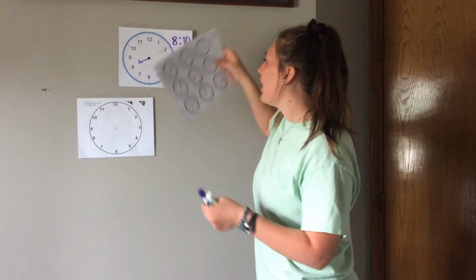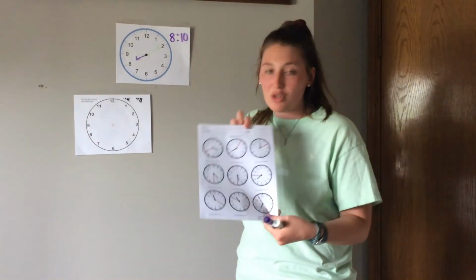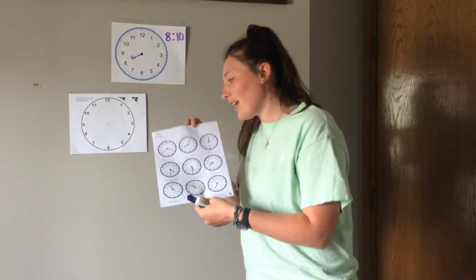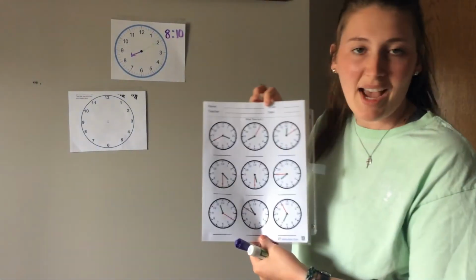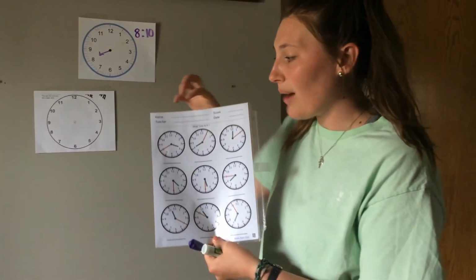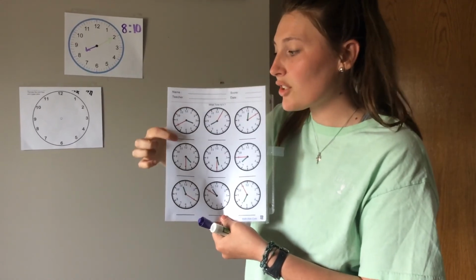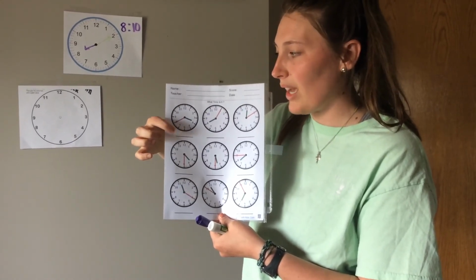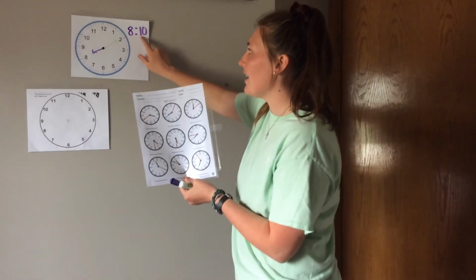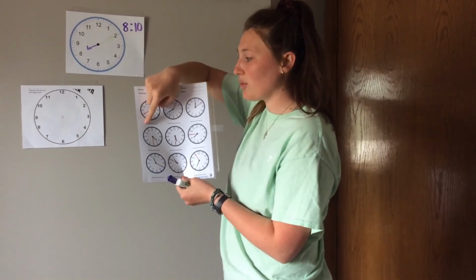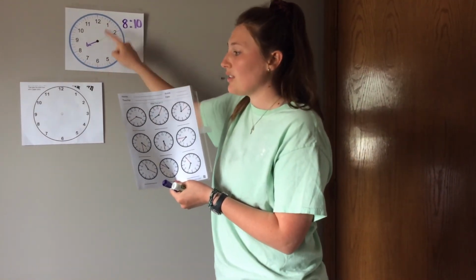So this is your exit ticket, okay? So it's a worksheet, and it says, what time is it? So it is your job to read this analog clock, and you're going to write the digital time, okay? Remember how we wrote 8:10? Yep, that's our digital time, so that's what you would write on that line, and that's what is drawn up here.